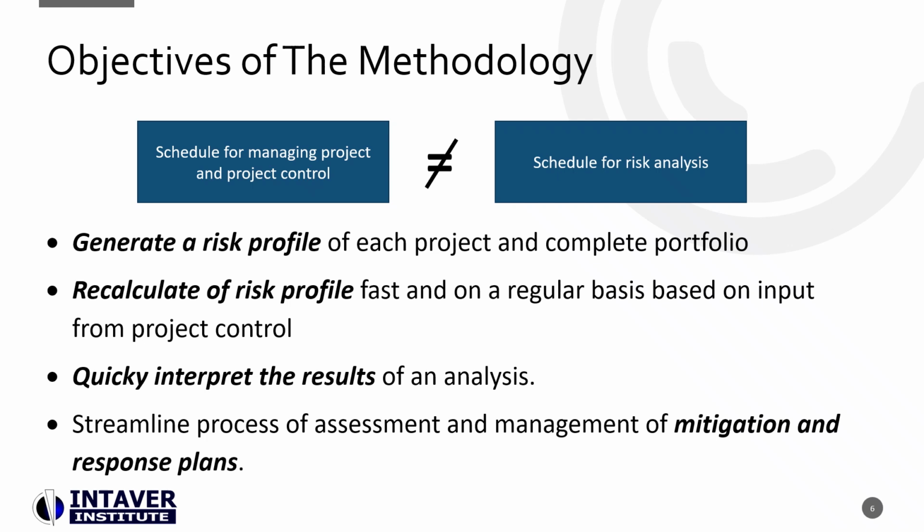Schedules for risk analysis and schedules for project management and control don't have to be the same, but should be equivalent to each other based on main project parameters: finish times, milestones, duration, cost, resources, etc. The objective of the methodology is to generate a risk profile of each project and the portfolio, simplify the process of defining and assigning risks and uncertainties, calculate the risk profile quickly and on a regular basis based on input from project controls, quickly interpret the results of an analysis, and finally, streamline the process of assessment and management of mitigation and response plans.